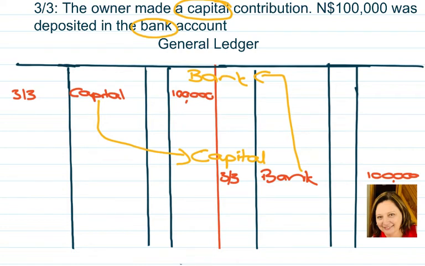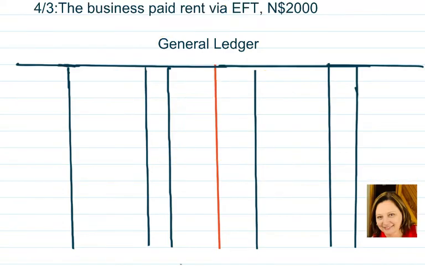So this is one of the examples when an owner made a contribution to the business and the money was deposited in the bank account. Very important at this stage that you must know your basic debits and credits. My next transaction, the business paid rent via EFT.